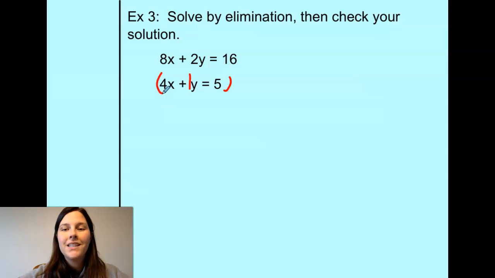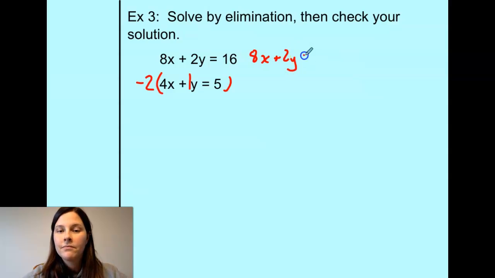So I'm going to multiply this second equation, first of all, by 2, because I want both of my y's to be multiplied by 2. But my first y is multiplied by a positive 2. So I want my second y to be multiplied by a negative 2. I'm going to rewrite this first equation. I haven't multiplied that by anything. And then I'm going to multiply my entire second equation by negative 2.